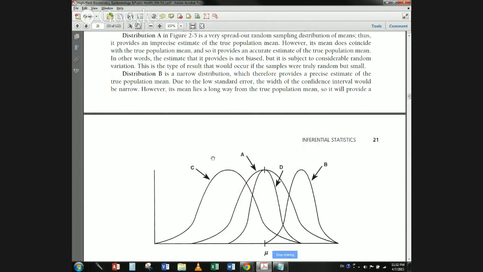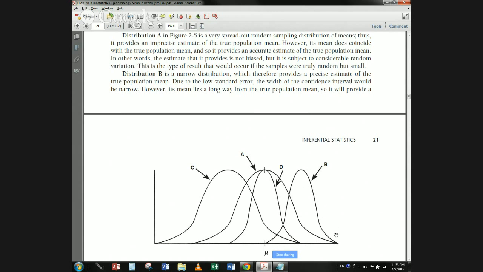Distribution A in figure 2.5 is a very spread out random sampling distribution of means. Thus, it provides an imprecise estimate of the true population mean. However, its mean does coincide with the true population mean, and so it provides an accurate estimate of the true population mean. In other words, the estimate that it provides is not biased, but it is subject to considerable random variation. This is the type of result that would occur if the samples were truly random but small.